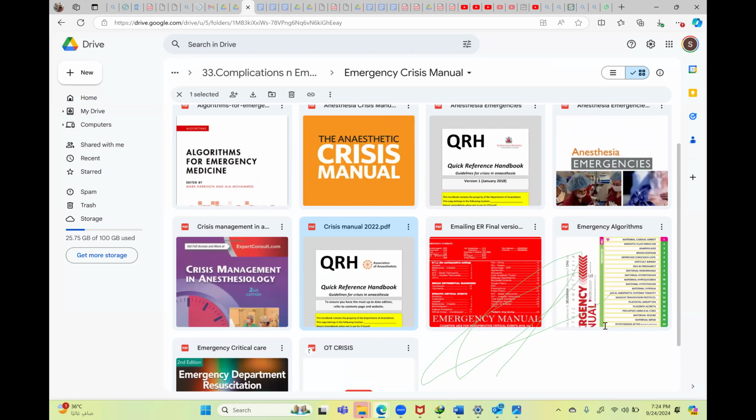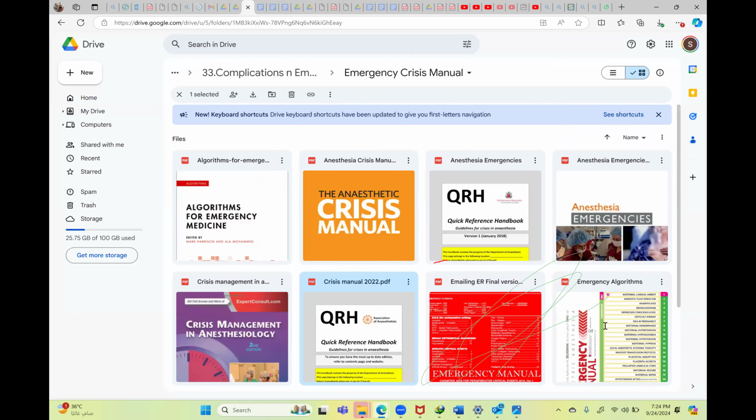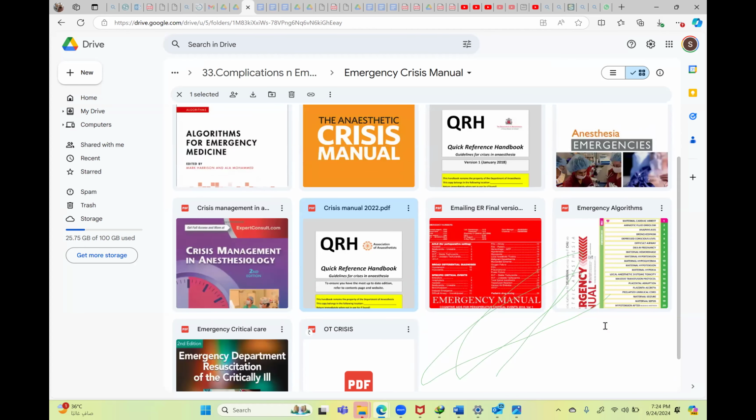You can find this in the link. Go to the main link, go to the articles, then you will find ICU complications, and in the complications you will find all these manuals. You can follow any one of them. It's better if a specific algorithm is available, like for local anesthesia systemic toxicity, or anything specific, then you can go for the specific one. Otherwise, the basic things will be the same.